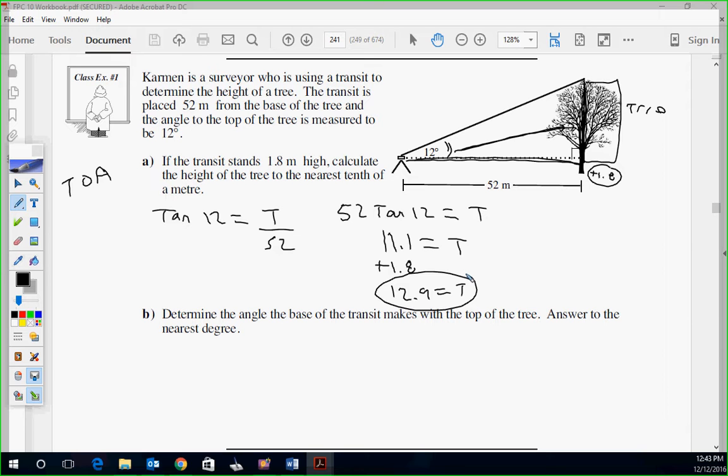Okay, determine the angle that the base of the transit makes with the top of the tree. Answer to the nearest degree. So it's asking for the base. Oh, so it's asking as if it was from here. So it's asking from the base of the transit what angle it makes with the top of the tree. So the transit's off the ground.